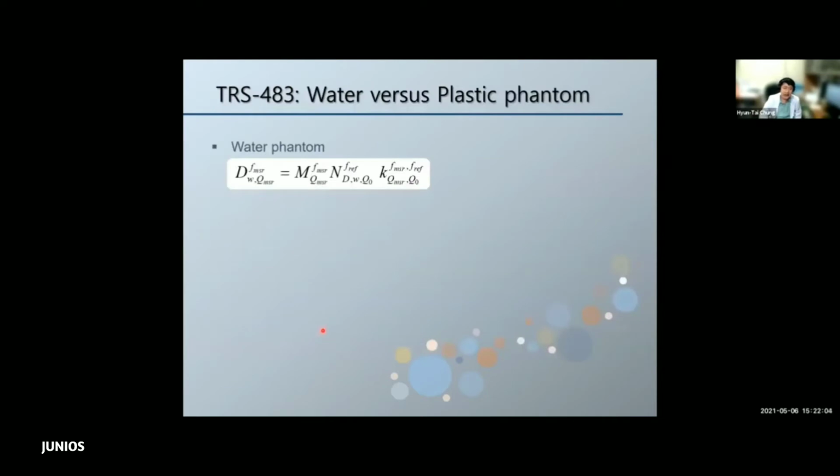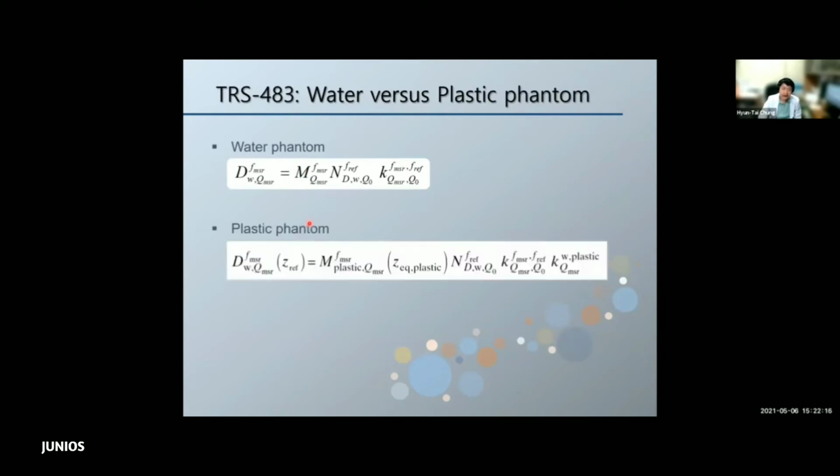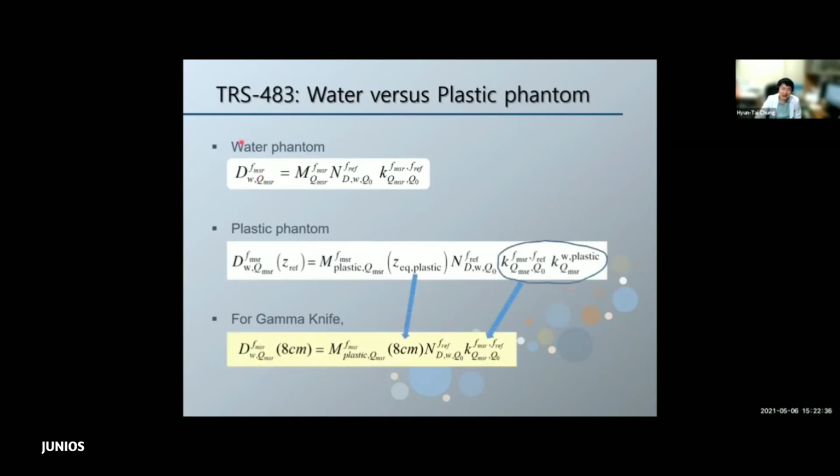So let me repeat. This is the formula for use with a water phantom. We saw it twice already. And because we use plastic phantoms in gamma knife, they suggested to use this formula for a plastic phantom. The reference measurement is done in plastic, and we need another correction factor, the phantom correction factor. But for gamma knife, they suggested to use this formula, which is validated for a water phantom. So when you see this formula for gamma knife, you have to understand it like this. The measurement depth is 8 centimeters of water, but the plastic phantom radius is also 8 centimeters, not equivalent depths.